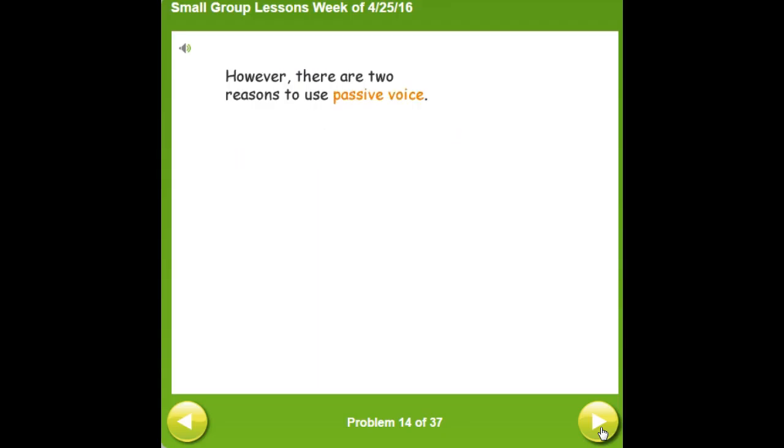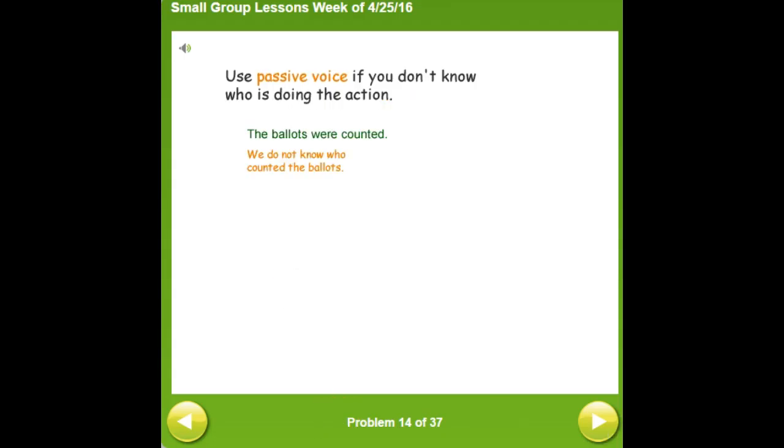However, there are two reasons to use passive voice. Use passive voice if you don't know who is doing the action. For example, the ballots were counted. This sentence is written in the passive voice because we don't know who counted the ballots.